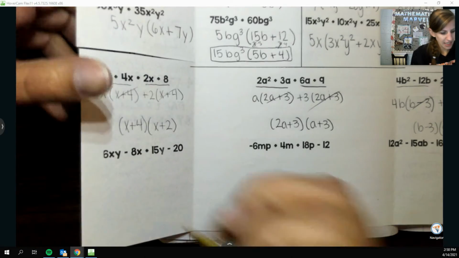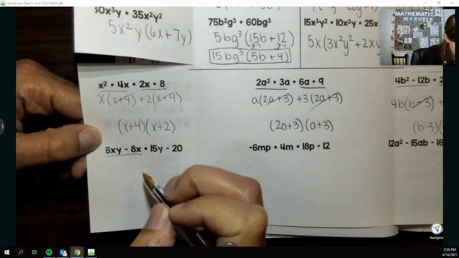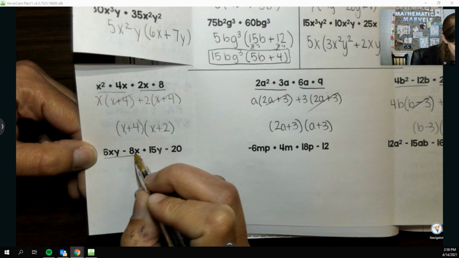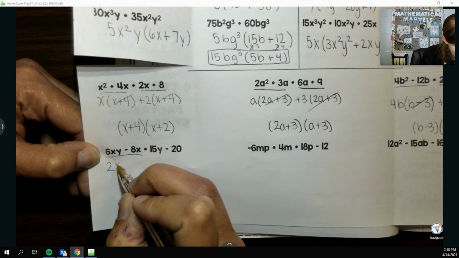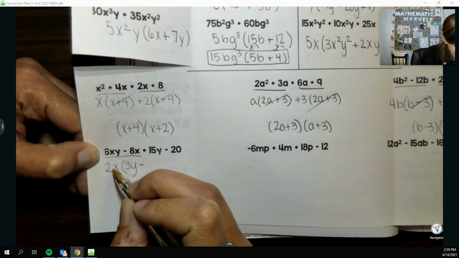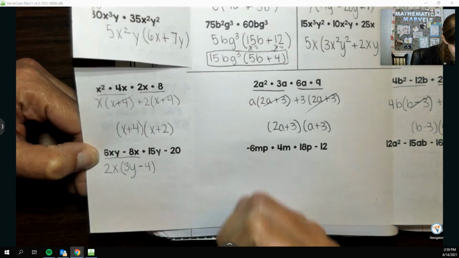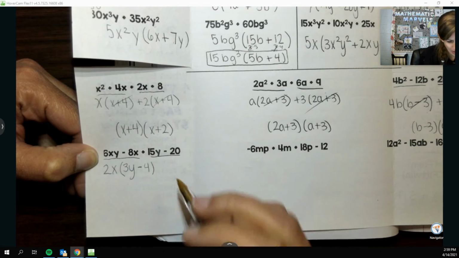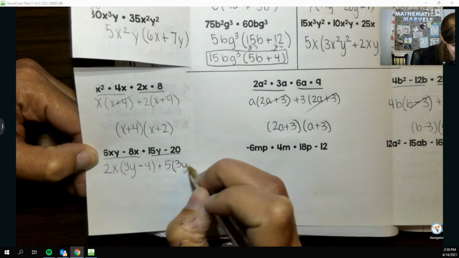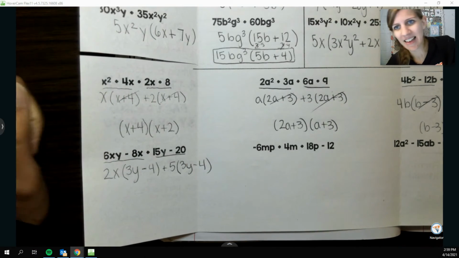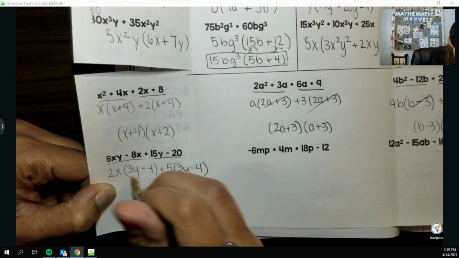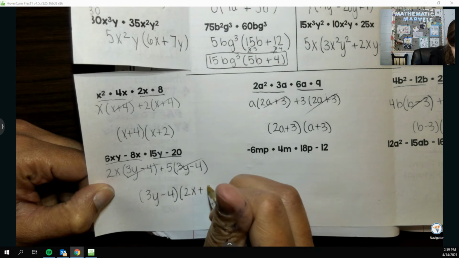All right, going back over here. If I look at the first 2, hopefully this didn't get chopped off, but that looks like a 6 to me. I think the best I can do is 2x in common, so 3y minus 4. And then when I look at these 2, I think a 5 is all I have in common. 3y minus 4, twins. Yes. So I write down the twin, and then I write what's left, so 2x plus 5.